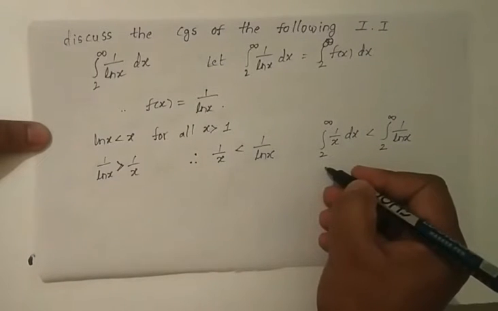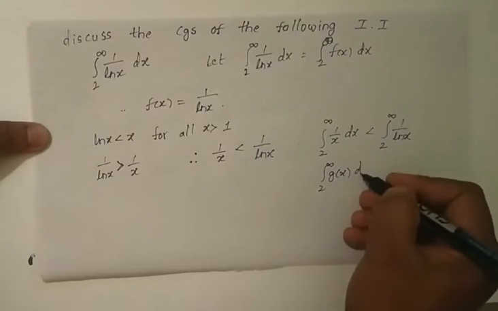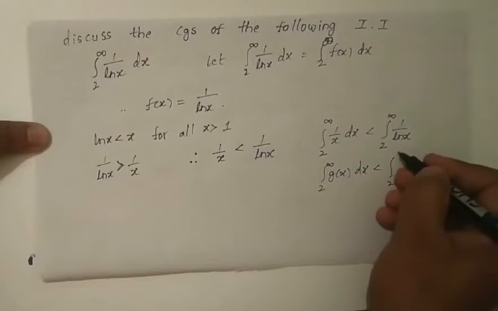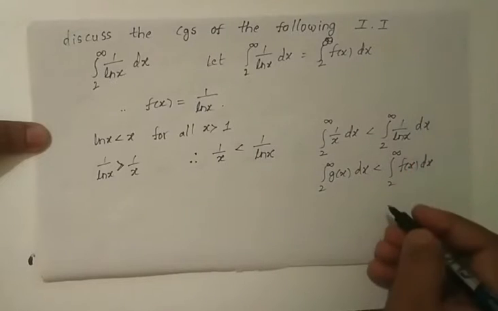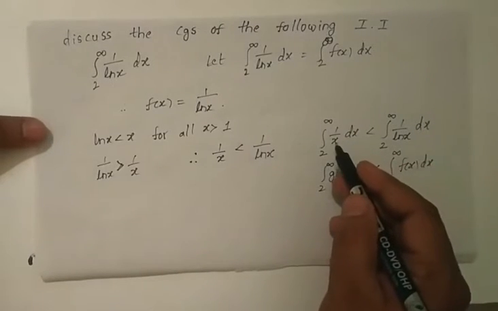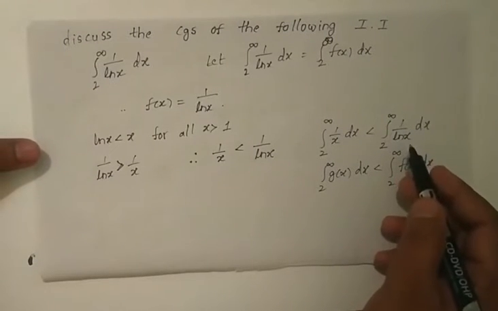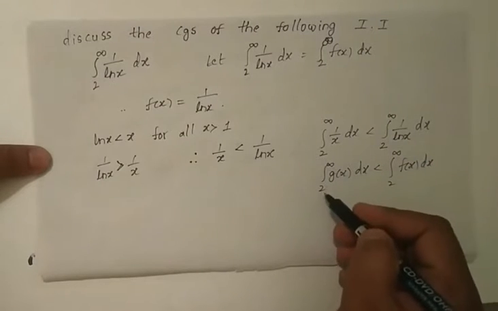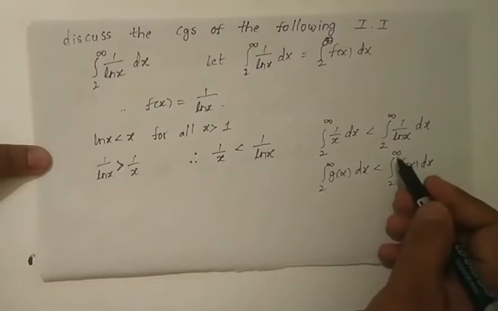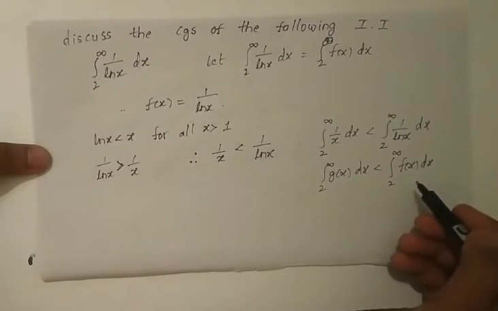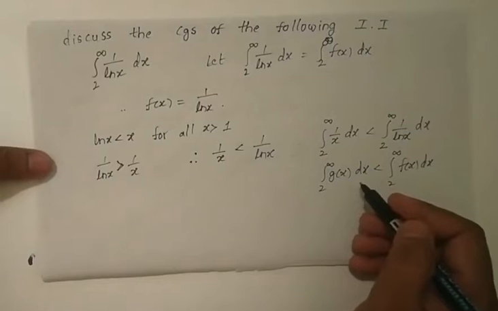So here, the integral from 2 to infinity of g of x dx is less than the integral from 2 to infinity of 1 by ln x, which is nothing but f of x dx. So this is f of x, this is g of x: the integral of g of x is less than the integral of f of x. Next, we have to find the value of the integral from 2 to infinity of g of x dx, because you cannot find the integral from 2 to infinity of f of x dx.